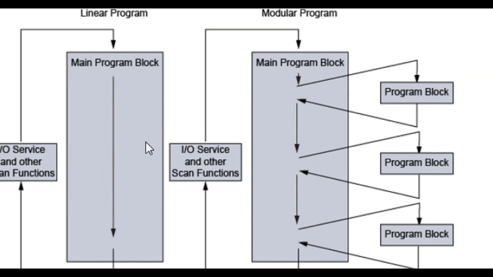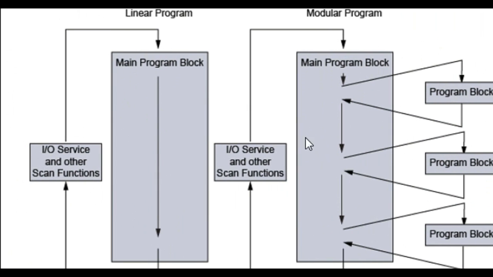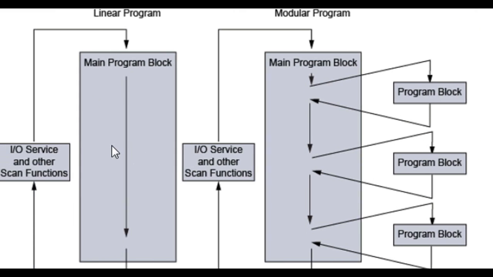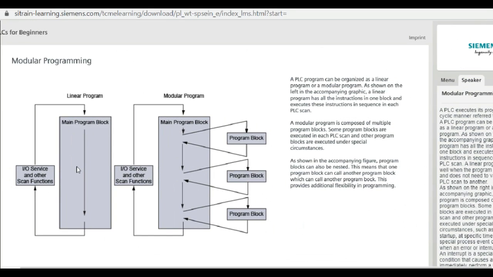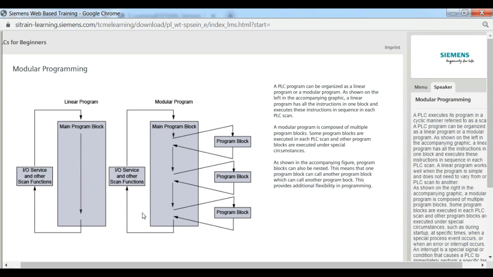A linear program works well when the program is simple and does not need to vary from one PLC scan to another. As shown on the right in the accompanying graphic, a modular program is composed of multiple program blocks. Some program blocks are executed in each PLC scan, and other program blocks are executed under special circumstances, such as during startup, at specific times, when a special process event occurs, or when an error or interrupt occurs. An interrupt is a special signal or condition that causes a PLC to immediately perform a specific task.